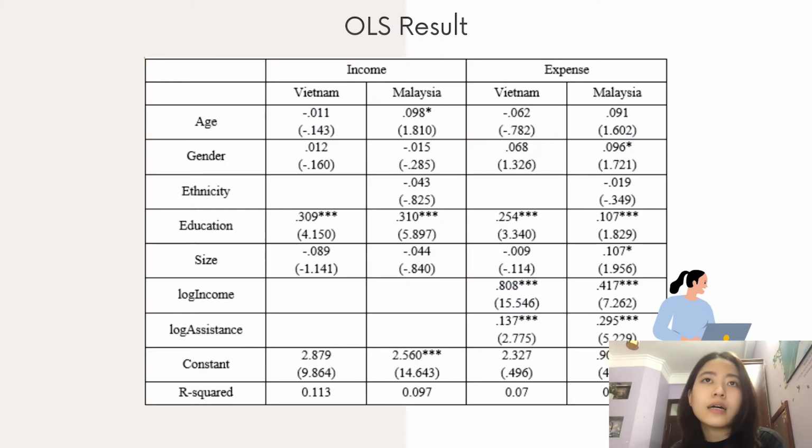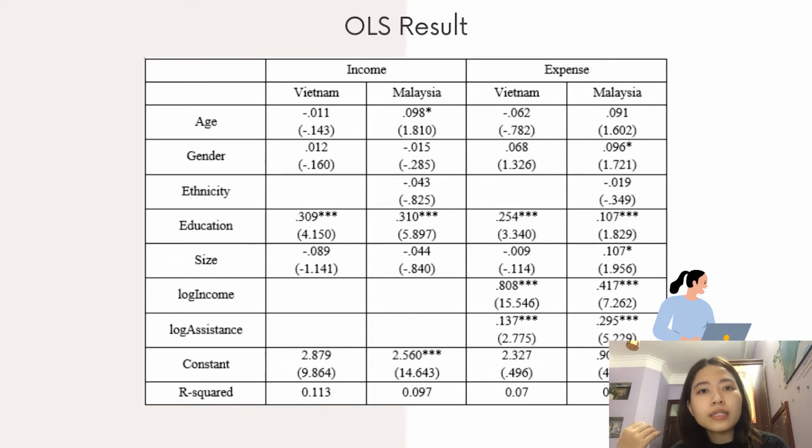So firstly, analyzing the household's income, we can see that the higher the education of the household head, the higher the income. This is shown in the positive sign of the education variable in the result. For Malaysia, if the education level of the head of the household increases by one rank, their income will increase by 0.31 unit. This result is similar to our research in Vietnam. However, the income level there is increased by 0.309 unit.